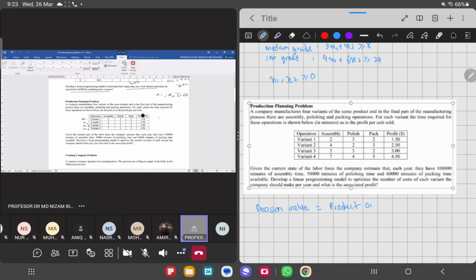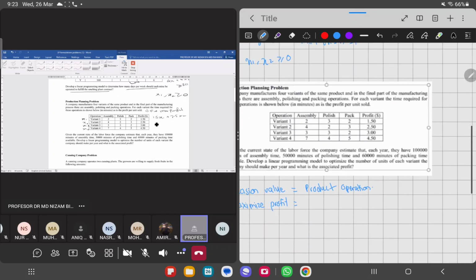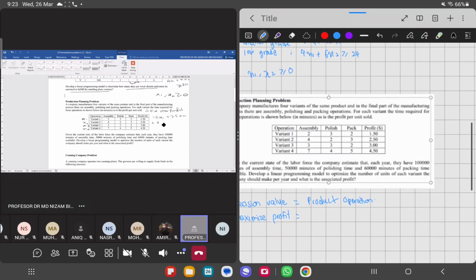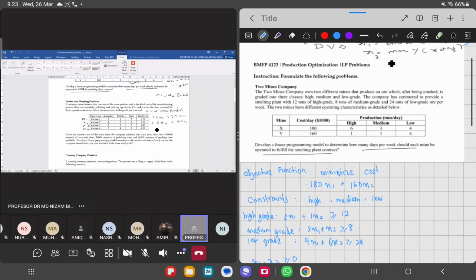What's the objective function? Maximize or minimize? Maximize. So maximize profit, right? I can calculate profit, which is given here, right? So 1.5 x1 plus 2.5 x2 plus 3 x4 plus 4.5 x3, subject to constraints.